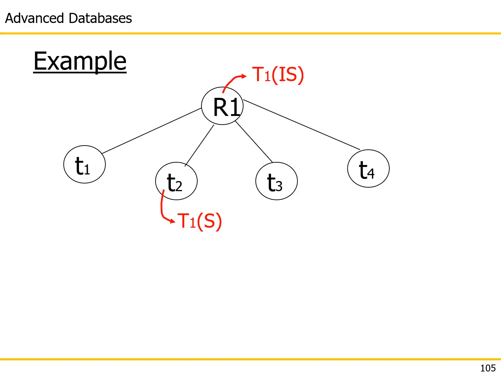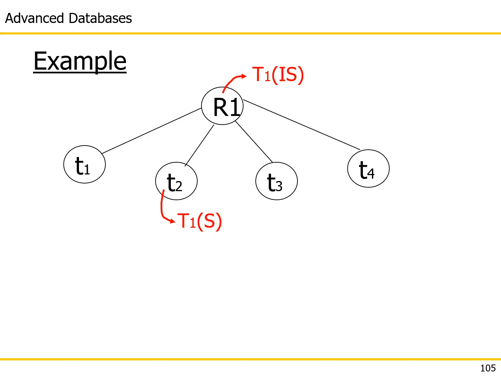So let's look at an example. If transaction T1 would like to read the row T2, or the tuple T2, it starts from the root. Since it's not interested in the whole relation, only in T2, it will request an intention to share, which means it's saying, I am going to later on request a shared lock. But I don't really need a shared lock on the whole relation, I need it on something that is way below in the tree. So it goes declaring its intention.